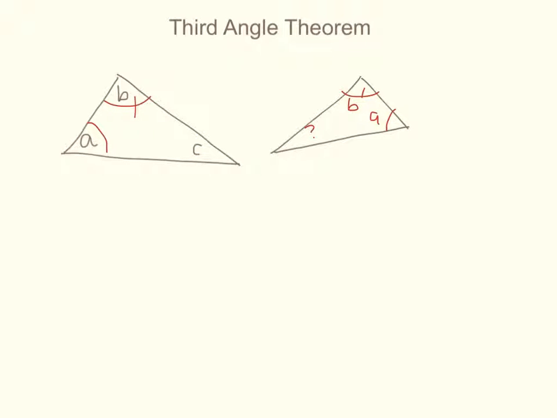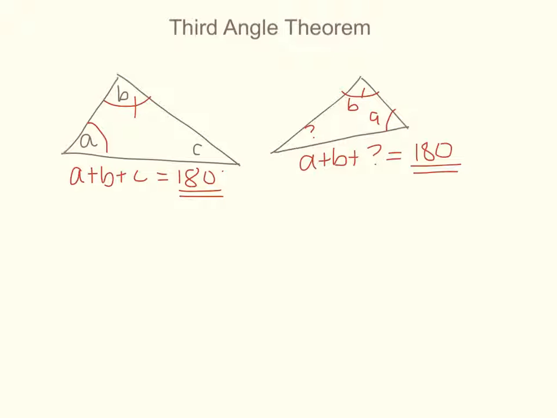But if we think back, we learned that A plus B plus C, the sum of the three angles in a triangle, equals 180 degrees. Over here, we know that A plus B plus whatever that third one is also equals 180 degrees. Well, now we have 180 and 180. They equal each other, so let's do substitution. So A plus B plus C equals A plus B plus question mark. Well, I see that this A and B is going to go away, because when we subtract them out, I'm left with C equals question mark.